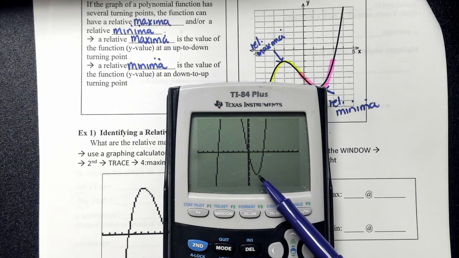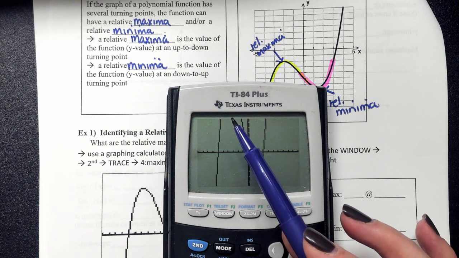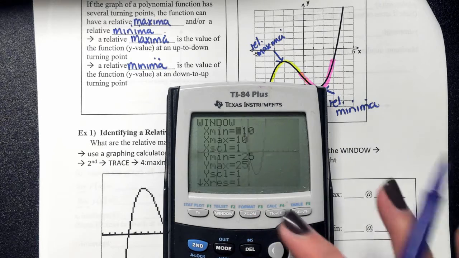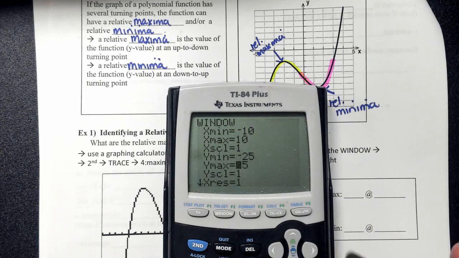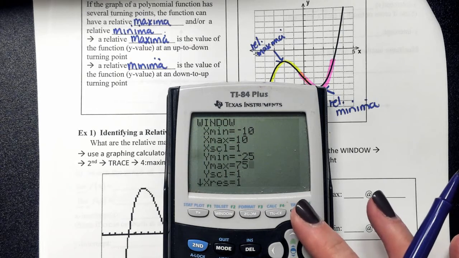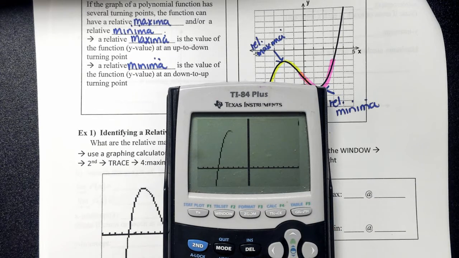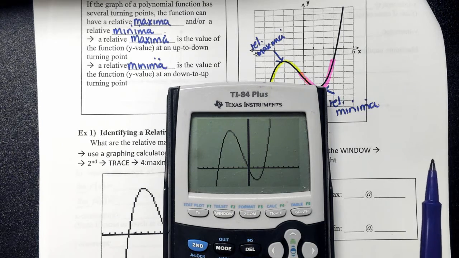So notice I can see my one turning point down here. Changing my window to a y-min of -25 was small enough. The problem is changing that Y max window to positive 25 wasn't large enough. So I'm going to go back to that window and make this even bigger. I could do 50. I'm going to go ahead and do 75. There you go. There's more than one correct window setting you can do.